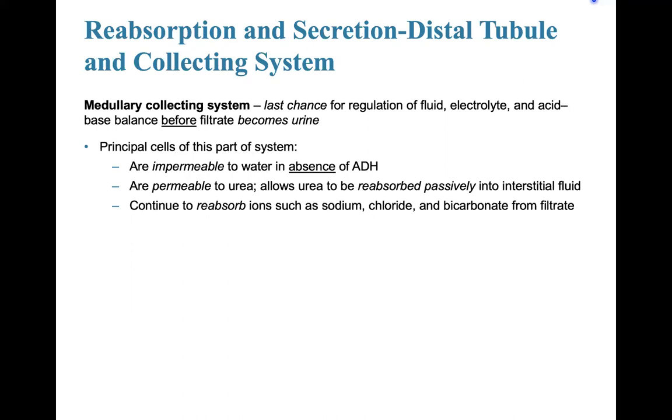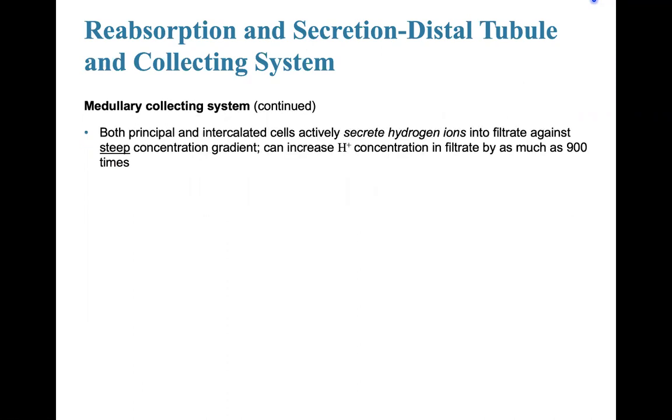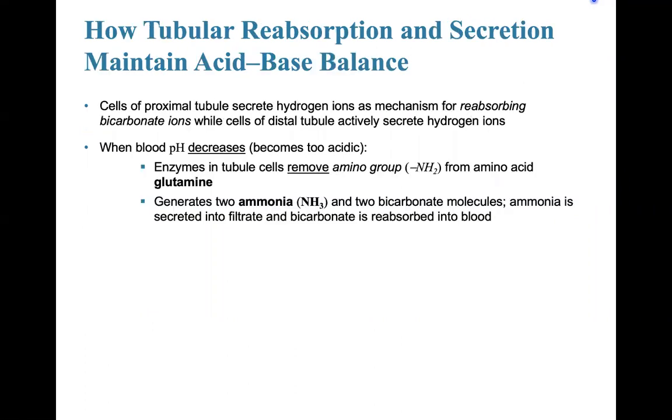The principal cells in this part of the system are impermeable to water in the absence of ADH. They are permeable to urea, which allows urea to be reabsorbed passively into the interstitial fluid, and they continue to reabsorb ions such as sodium chloride and bicarbonate from filtrate. Both principal and intercalated cells are actively going to secrete hydrogen ions into the filtrate against the steep concentration gradient. It can actually increase the proton concentration in the filtrate by as much as 900 times.